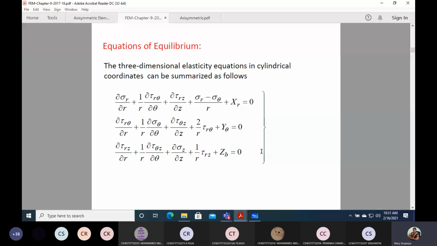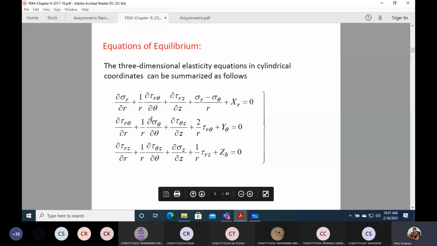All right, let's not waste time. When it comes to the axisymmetric problem, here we are going to have r, theta, z. So here we have body force with respect to r, body force with respect to theta, body force with respect to z, and that was incorporated, and the equations of equilibrium are taken in this format.